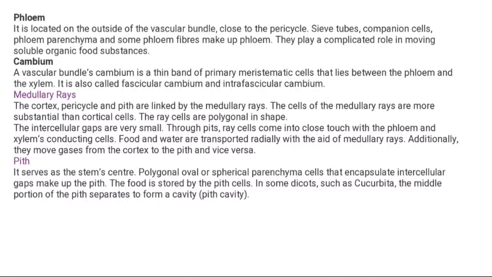In some dicots such as cucurbita, the middle portion of the pith separates to form a cavity.